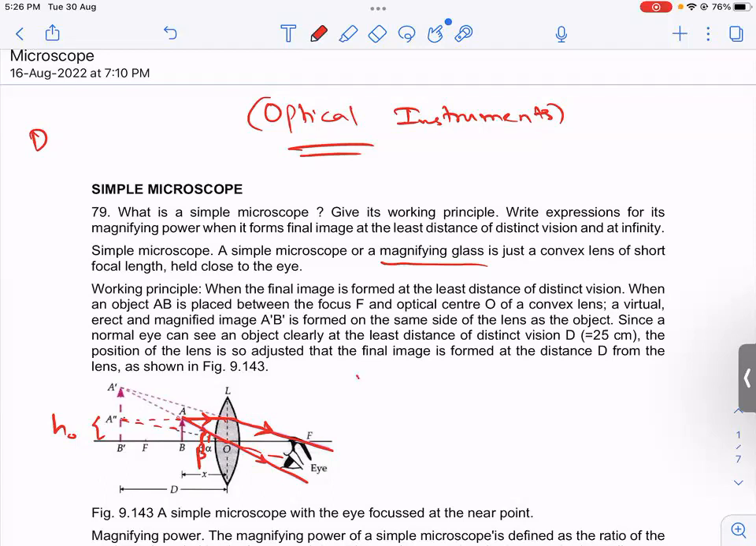So what is tan beta by tan alpha? It is the magnifying power. But what is tan beta from the diagram?